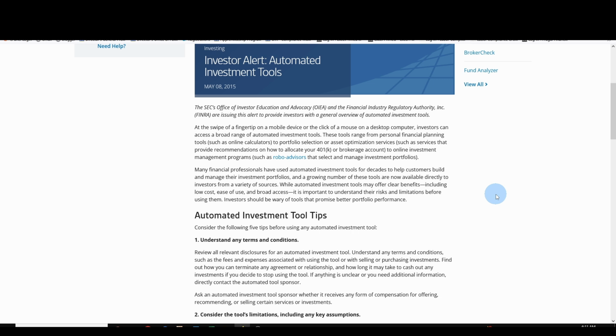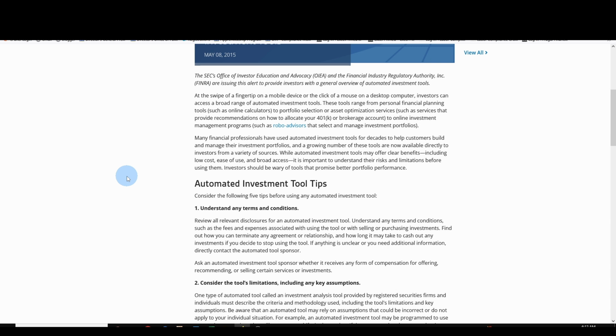At the swipe of a fingertip on a mobile device or the click of a mouse on a desktop computer, investors can access a broad range of automated investment tools. These tools range from personal financial planning tools to portfolio selection or asset optimization services, such as services that provide information on how to allocate your 401k or brokerage accounts, to online investment management programs, such as robo-advisors that select and manage investment portfolios. Many financial professionals have used automated investment tools for decades to help customers build and manage their investment portfolios. And a growing number of these tools are now available directly to investors from a variety of sources.